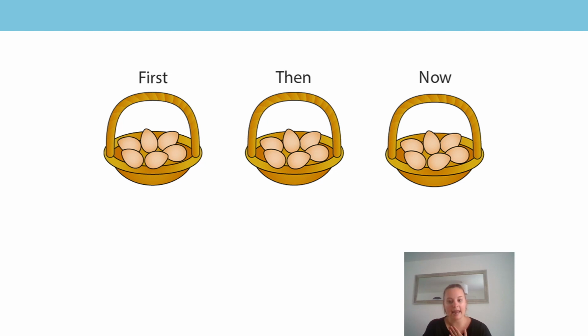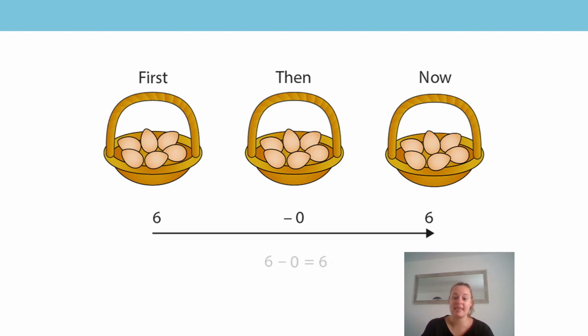Whew. Now we've got 6 eggs. So first, Harry had 6 eggs in his basket. He didn't drop any, so we subtract 0 because he didn't drop any. And now he still has 6 eggs in his basket. And the equation is 6 subtract 0 equals 6. And just like when we add 0 to a number, the number remains unchanged. Well, when we subtract 0 from a number, the number remains unchanged. So 6 subtract 0 equals 6.